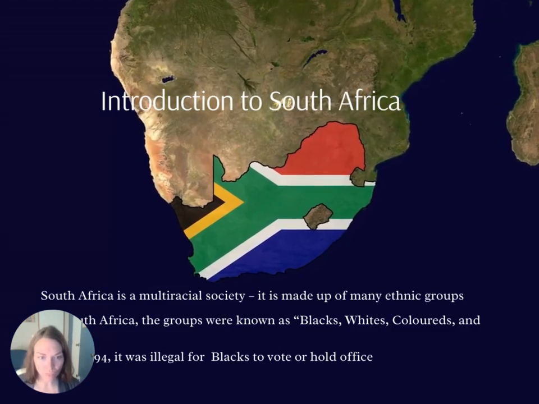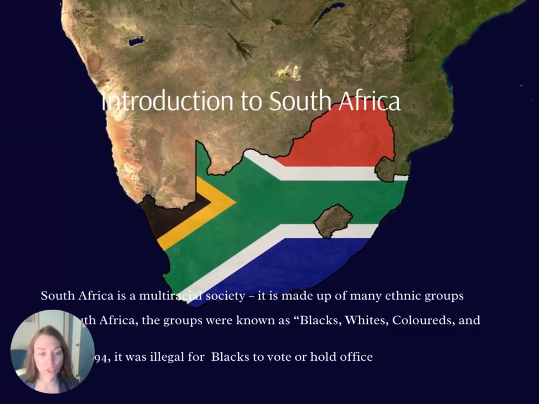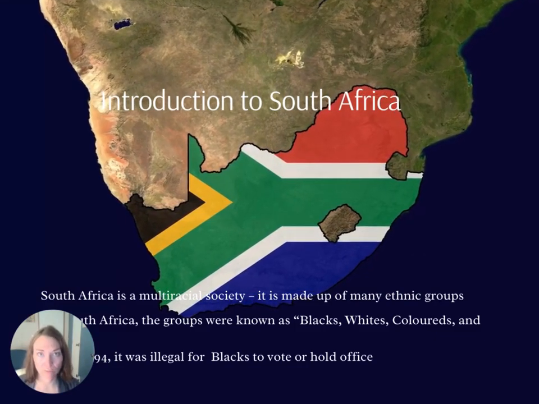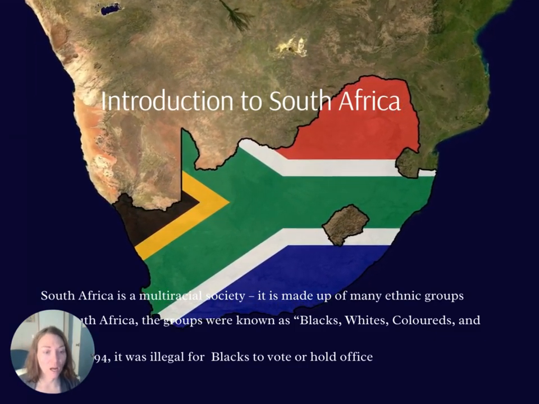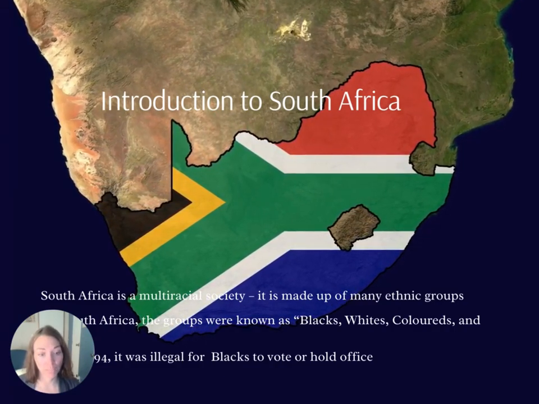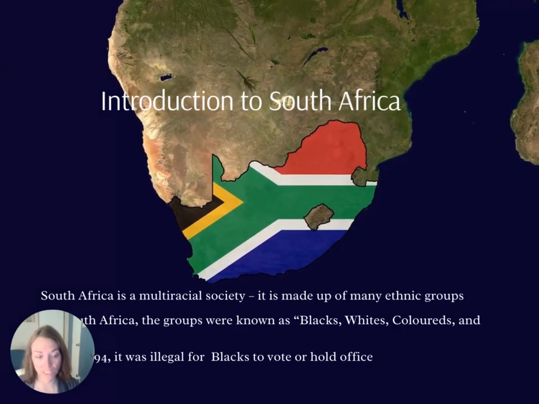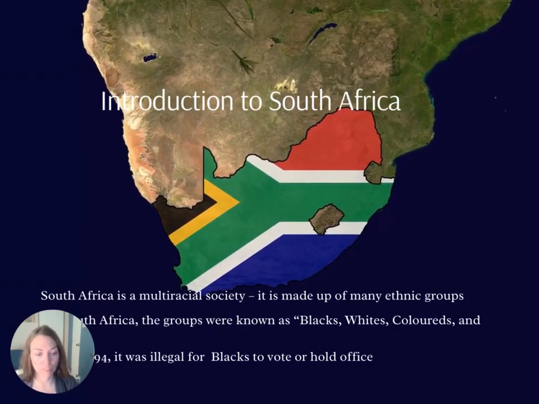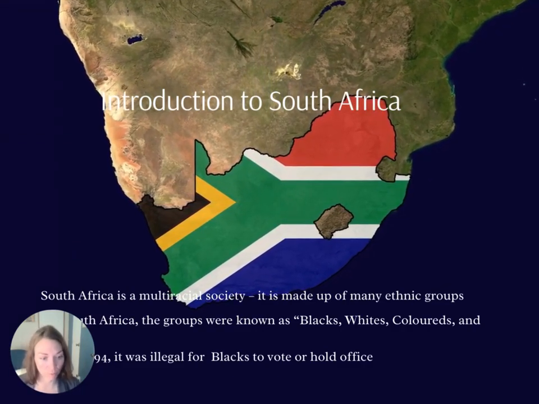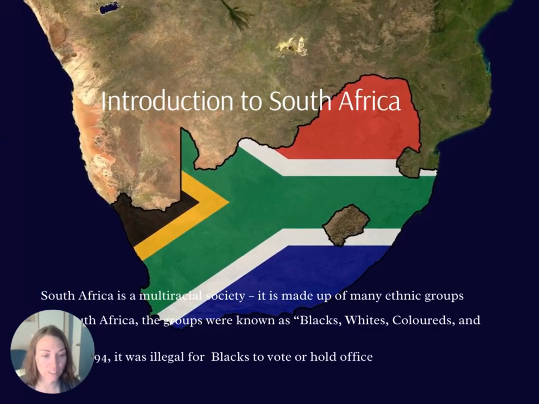So, an introduction: South Africa is a multiracial society made up of many different ethnic groups. In South Africa, these groups were known as Blacks, Whites, Coloreds, and Asians. The group Asians actually refers to workers from India, but we'll get into a little more specifics of who the people, the demographics, were that were included in this.